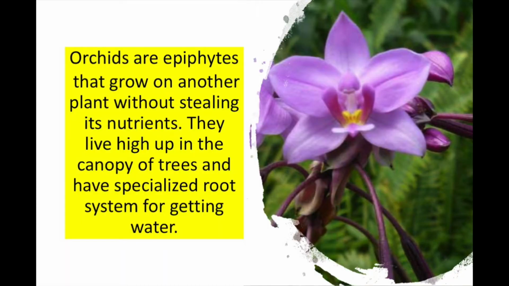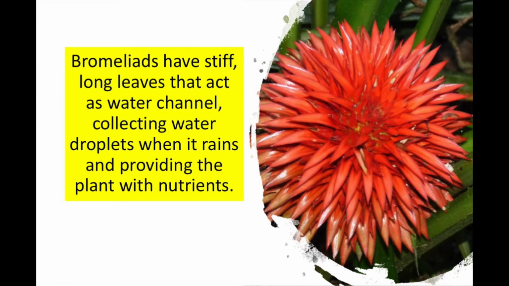Orchids are epiphytes that grow on another plant without stealing its nutrients. They live high up in the canopy of trees and have specialized root system for getting water. Bromeliads have stiff long leaves that act as water channel, collecting water droplets when it rains and help provide nutrients for the plants.